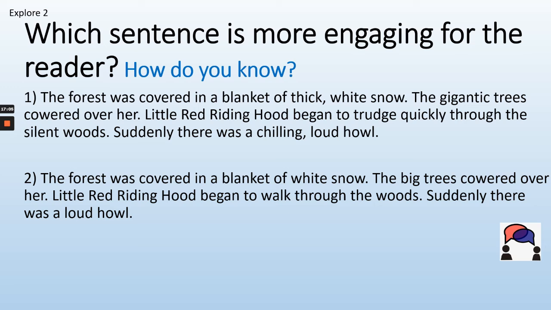Okay, instead of Little Red Riding Hood began to walk, she trudged quickly. So to trudge is when you're walking through something that's quite tough. So with snow, you'd be trudging through the silent woods. So it's adding more atmosphere. It's engaging the reader more. It's silent woods covered in snow.